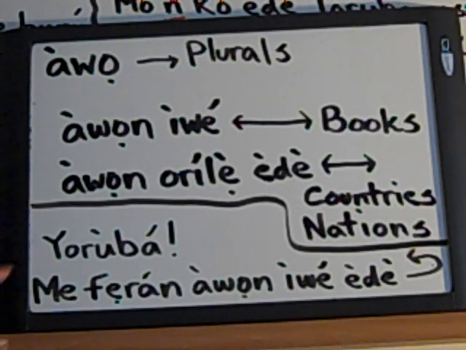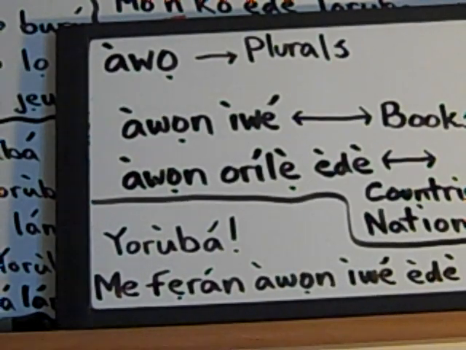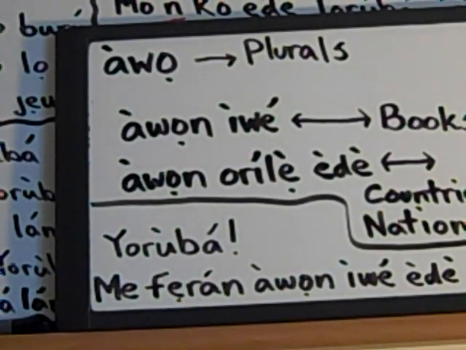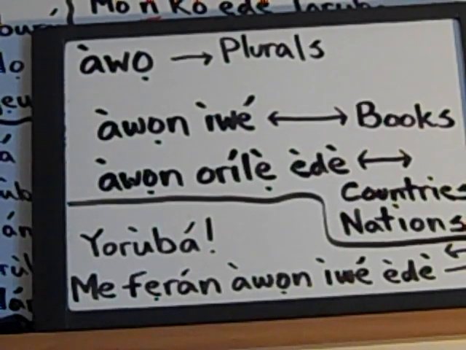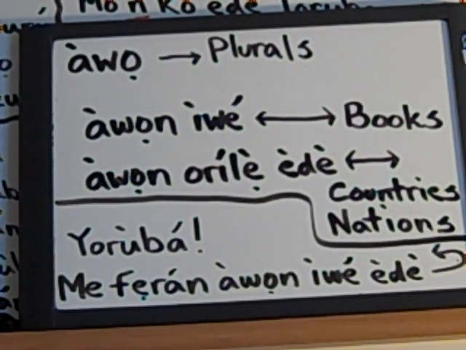So yeah, that's pretty much it. Very, very simple. Like I said, the grammar for Yoruba is not difficult. And I'm gonna make a comparison video between Yoruba, Navajo, Zulu, and Amharic. So that's what I plan to do to show you guys, because I've been noticing a lot of similarities between these languages.